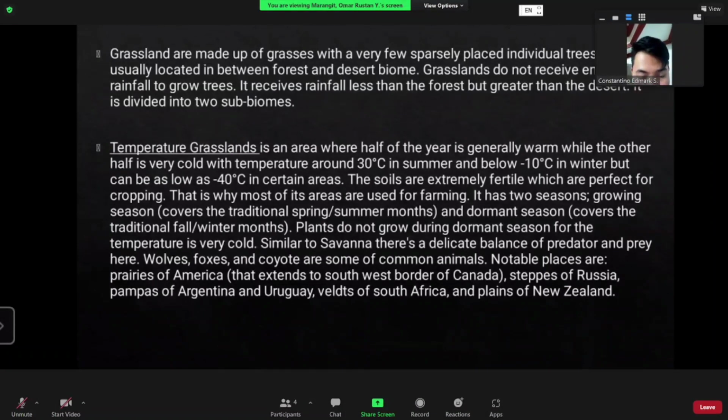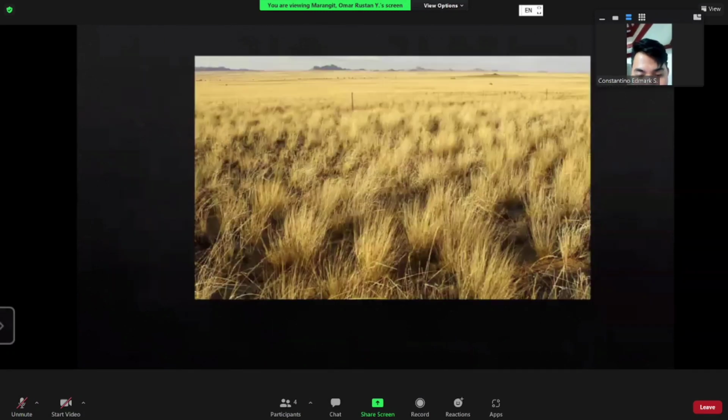Notable places are America that extends to the southwest border of Canada, steppes of Russia, pampas of Argentina and Uruguay, veldt of South Africa, and plains of New Zealand. Ito yung mga lugar na tinatamaan nito. So next pa. Kaya makikita natin yung mga damo niya napakalalaki. Pero wala tayong makikitang puno, halos puro damo lang. Kasi hindi nga sapat yung tubig na natatanggap para mag-grow ng trees. So yan.